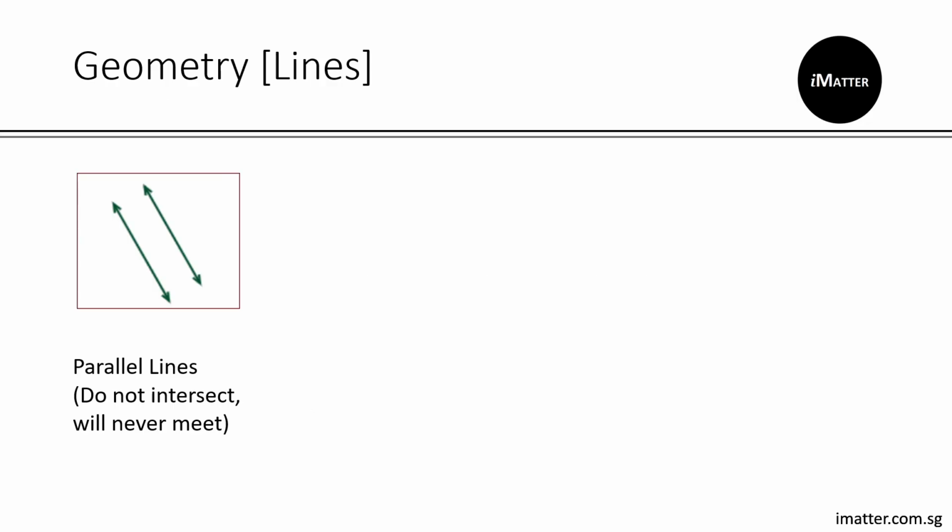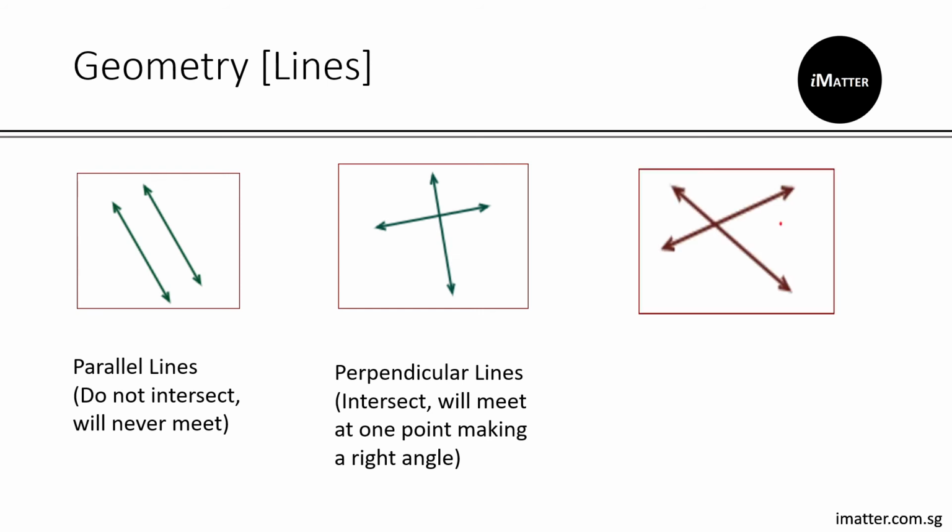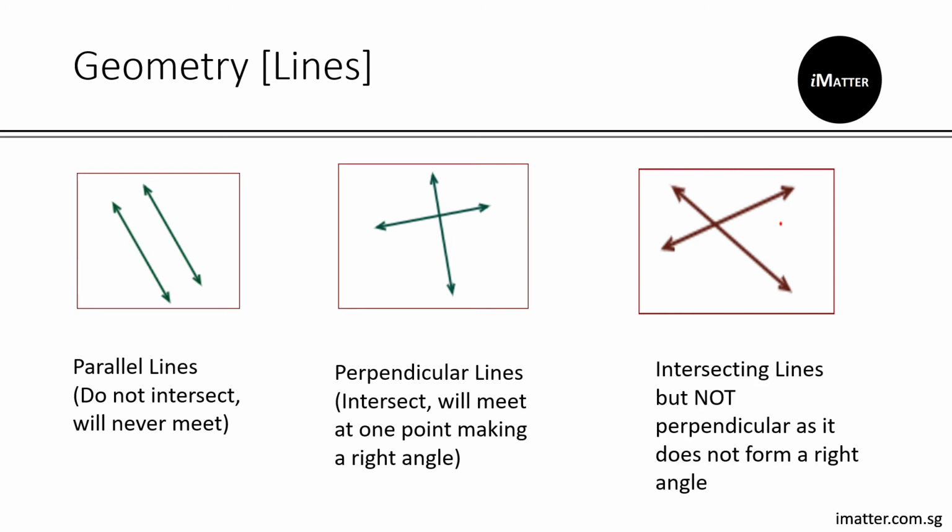Now for the lines, shown here are parallel lines. Parallel lines are lines that never meet and they do not intersect. Next is perpendicular lines, which do intersect and they will meet at one point, making a right angle. It has to be a right angle in order for it to be perpendicular. Because for instance, this one, these lines are intersecting lines, but they are not perpendicular because they do not form a right angle.